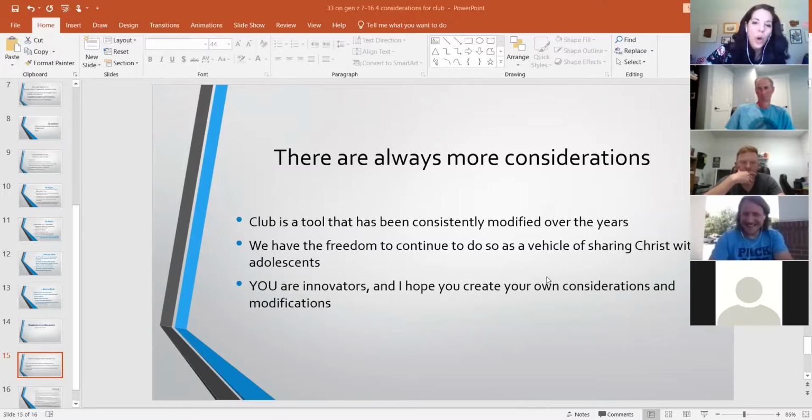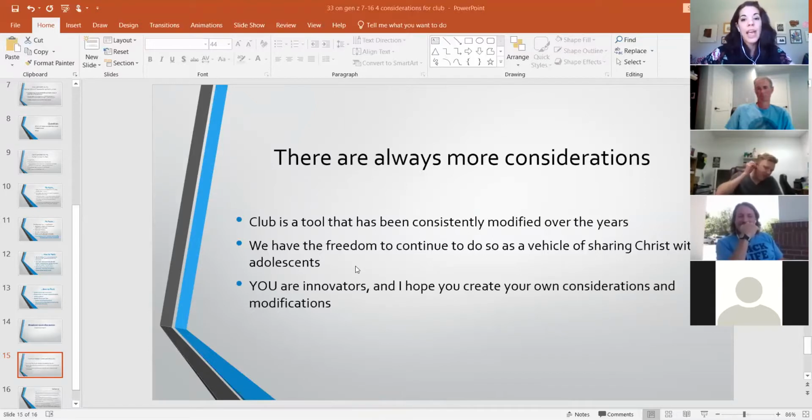So there are always more considerations for club. Club has been consistently modified over the years. Some of us may not remember a time when there were no themed clubs, and some of us remember that a themed club never happened. The kinds of songs we sing in club, what are minutes, what are competitions, what are skits versus mixers, all sorts of different things. It has been modified over the years and is modified geographically and based on what your club looks like. So we have the freedom to continue to modify club as a vehicle of sharing Christ with adolescents.